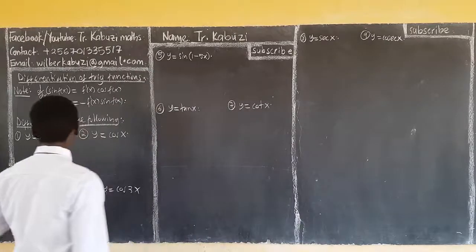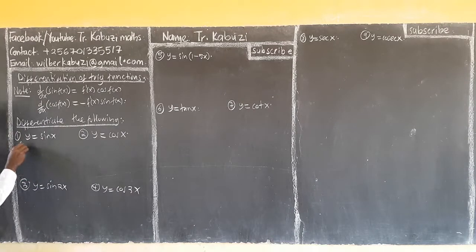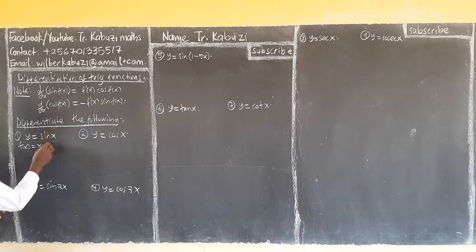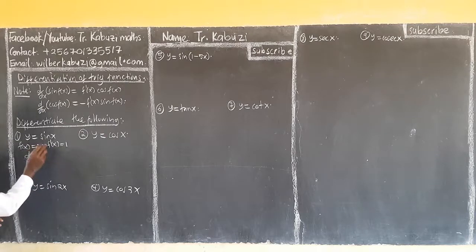So start straight away, differentiate the following. Here our f of x is x. Differentiate it, and the derivative of f of x will be 1. Meaning that now my dy dx will be: differentiate sine, you get cos, so 1 times cos of that angle, which is this.